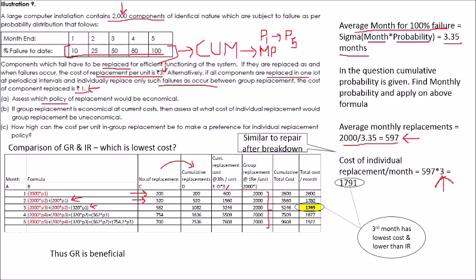Okay, and the total cost is nothing but the cumulative replacement cost plus the group replacement cost. That is going to be the total cumulative cost, and you can divide by the respective month to find the monthly maintenance cost. Monthly maintenance cost is found.